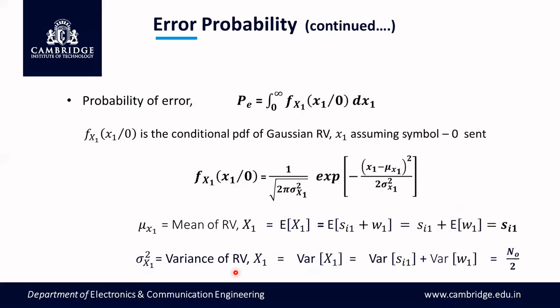Similarly, for variance, the variance of x1 is nothing but the variance of Si1 plus the variance of noise. Si1 is a constant value, root Eb. It never varies, so the variance of Si1 is 0. But noise is random, it keeps on varying. That's why the variance of white noise is considered. It is given in the literature that the variance of white noise is N0 by 2. Here we found mu, the mean value, and the variance. These two values are substituted back into this PDF equation to find the probability density function.